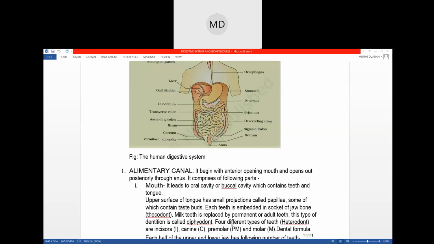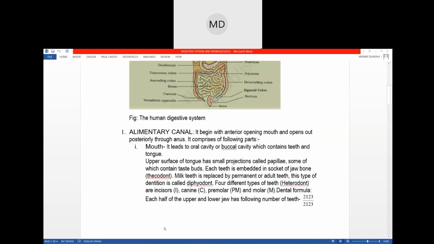After those fall off, the adult teeth come: incisor, canine, premolar, and molar. Molars are the back teeth, which are like round structures. I will show diagrams next class if I find them. In front of the molars there are premolars, and then canines, which are the very sharp teeth. Incisors are the front teeth.